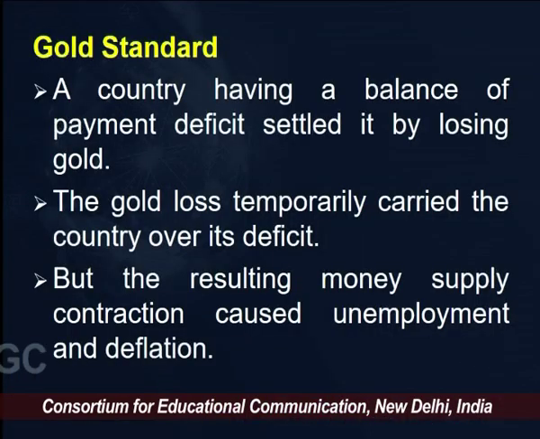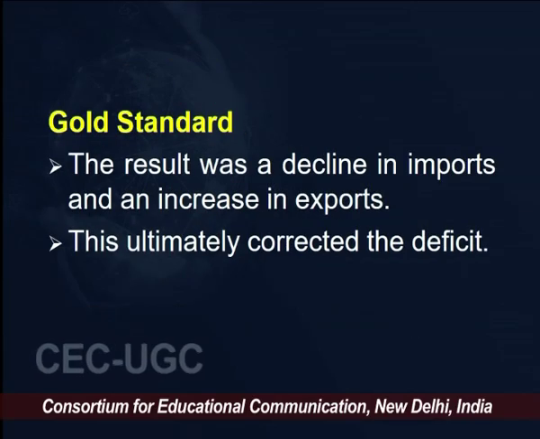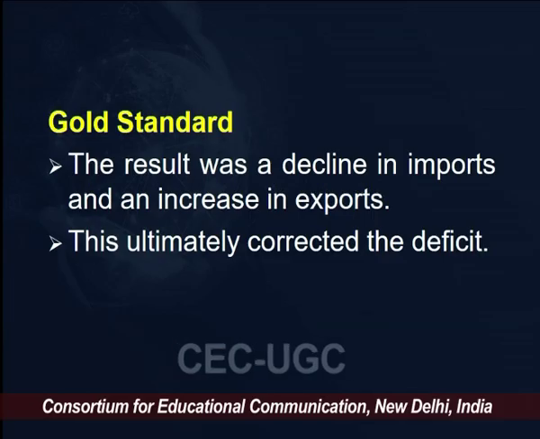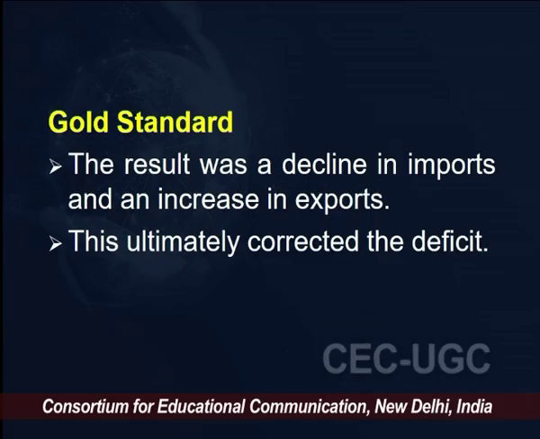The gold loss temporarily carried the country over its deficit. But the resulting money supply contraction caused unemployment and deflation also. So, that problem also came. The result was a decline in imports and an increase in exports. This ultimately corrected the deficit.